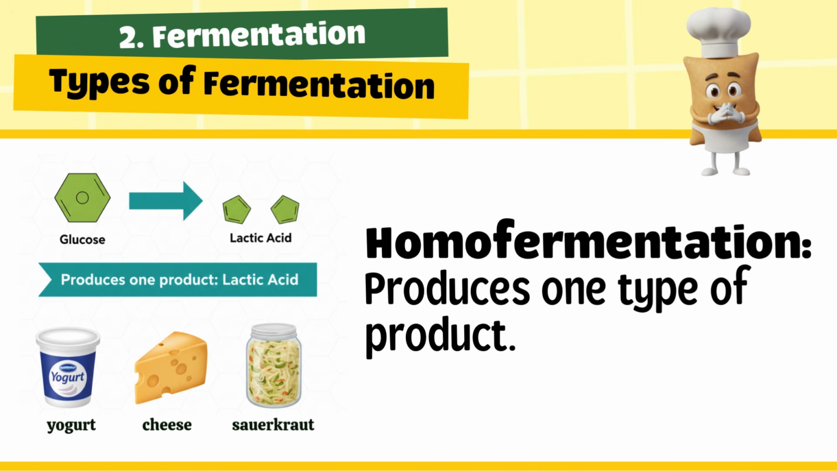Homofermentation is a type of fermentation where microorganisms, usually lactic acid bacteria, produce mainly one end product. Process: the main pathway is glycolysis, the Embden-Meyerhoff-Parnas pathway. Glucose is broken down into two molecules of lactic acid. No gas, like CO2, or alcohol is produced in significant amounts. End product: almost exclusively lactic acid. Example microorganisms: Lactobacillus acidophilus, Streptococcus thermophilus.